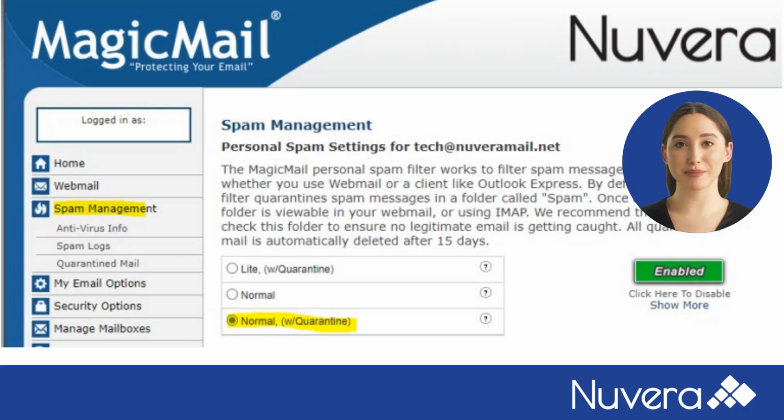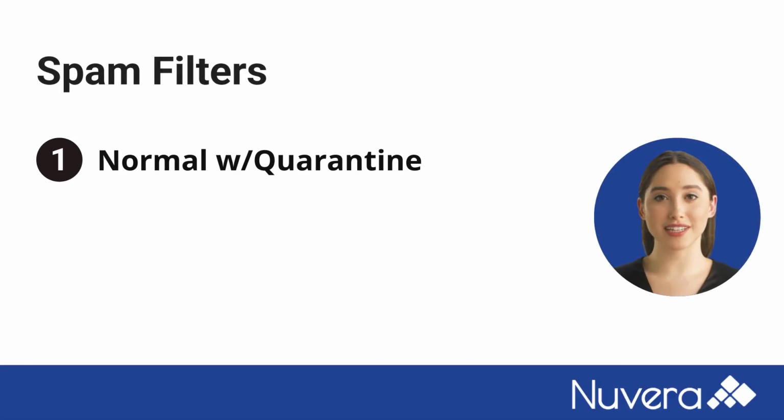You can also customize your spam filter settings to suit your needs. From the Spam Management menu, you'll see 3 options for spam filtering. Normal with quarantine, this is Nuvera's recommended setting. It applies effective rules to detect spam emails while quarantining them in a folder for your review. This ensures you won't lose important emails.